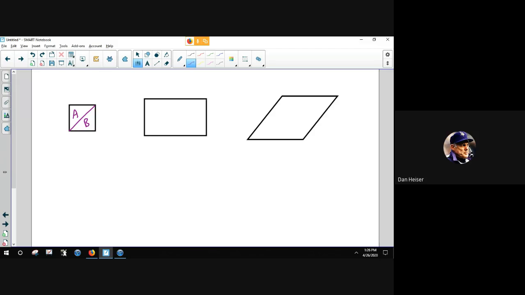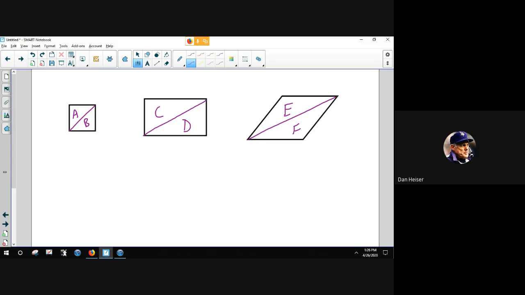I'll do the same thing here. Whoa, let's try that again. There you go. Call this triangle C and D. And then I will do the same thing with this parallelogram. This will be triangle E, triangle F.